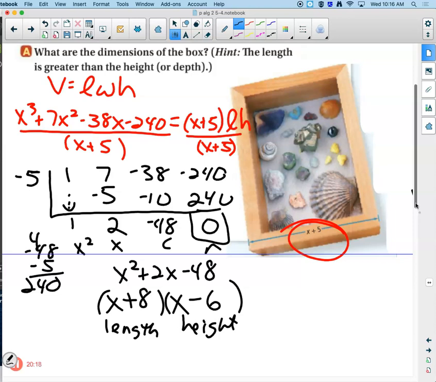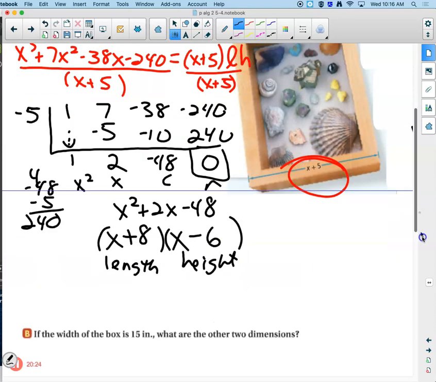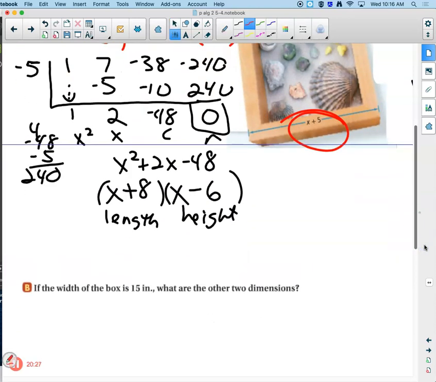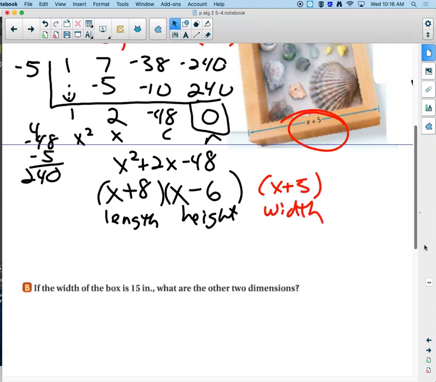And yeah, it was in inches, but what was really important here is that we could break it apart. So with that x plus 5 that they gave us for the width, we're able to find the length and the height.